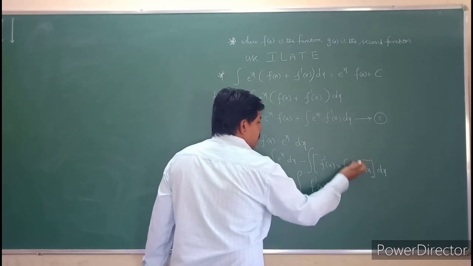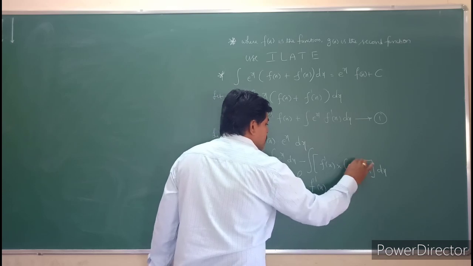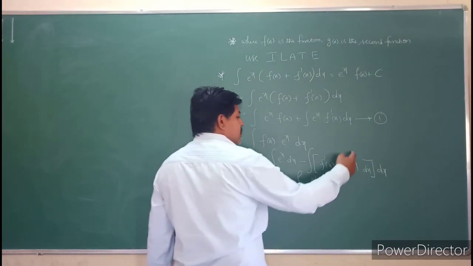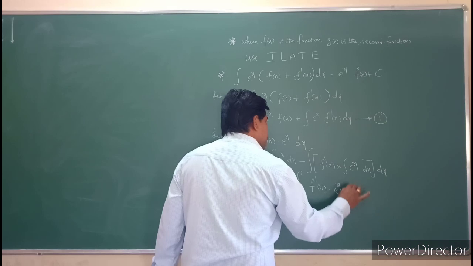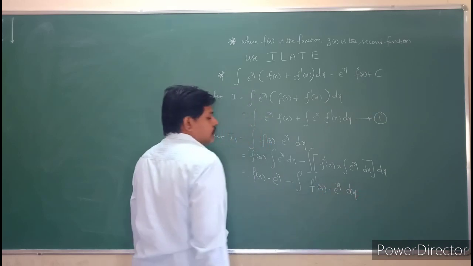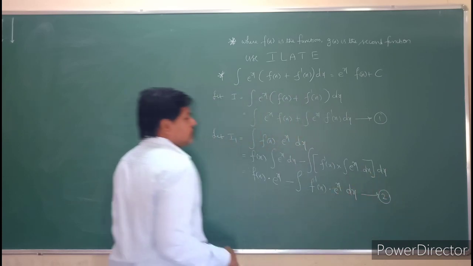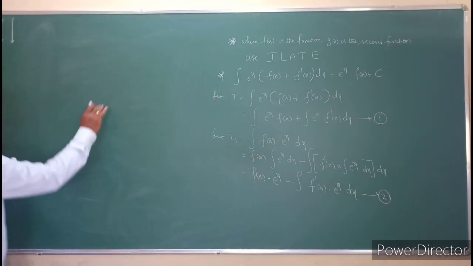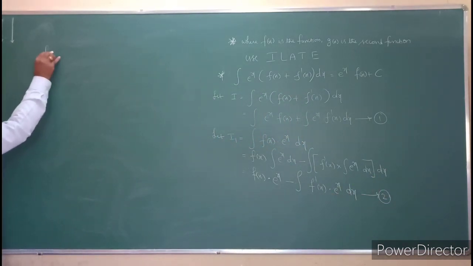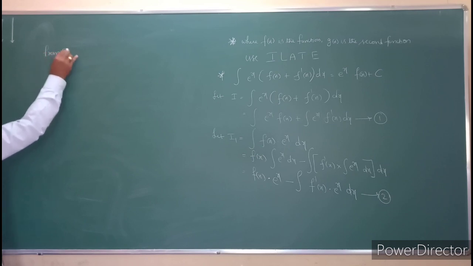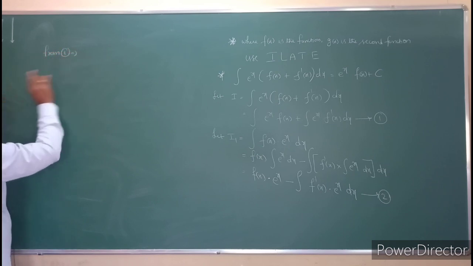What is the g of x? Second function. What is the second function? It is e power x. So that means the integral of e power x is e power x into dx. So take this as equation number 2. From equation number 1, what is equation number 1?